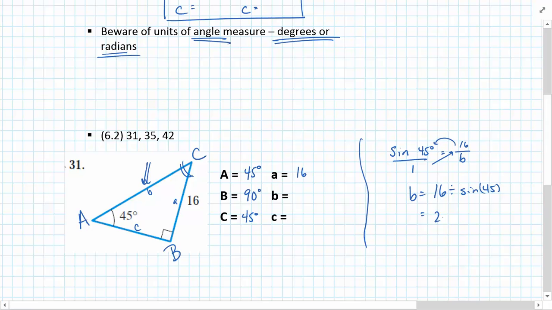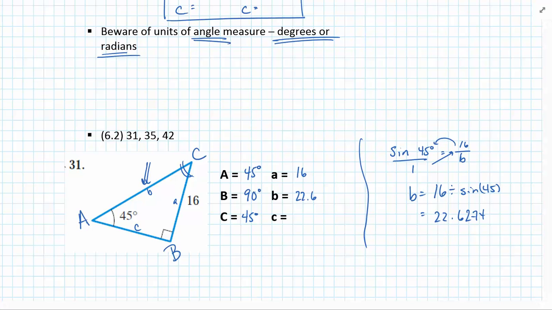We'll call this 22.6 degrees. 22.6 units. I think I called that degrees just a moment ago. This is not a degree measure because this is a side length. This is 22.6 units, feet, inches, whatever.